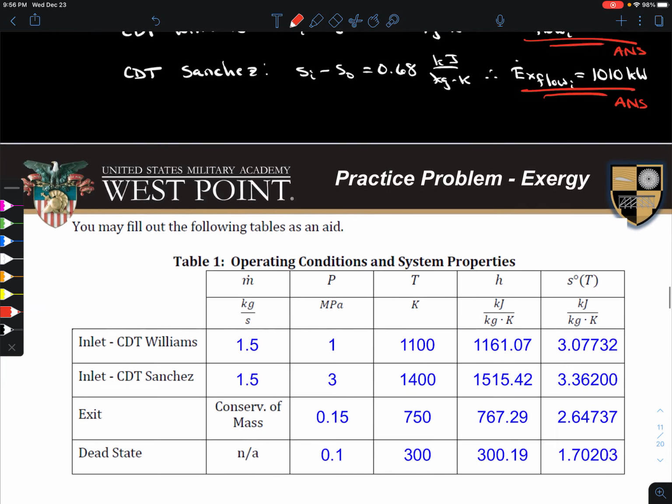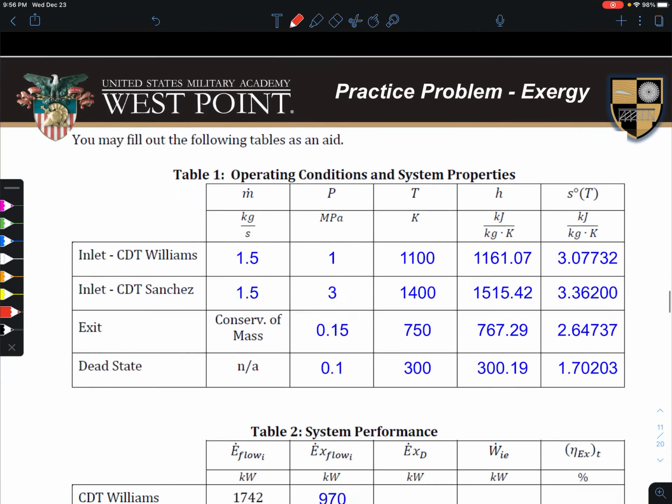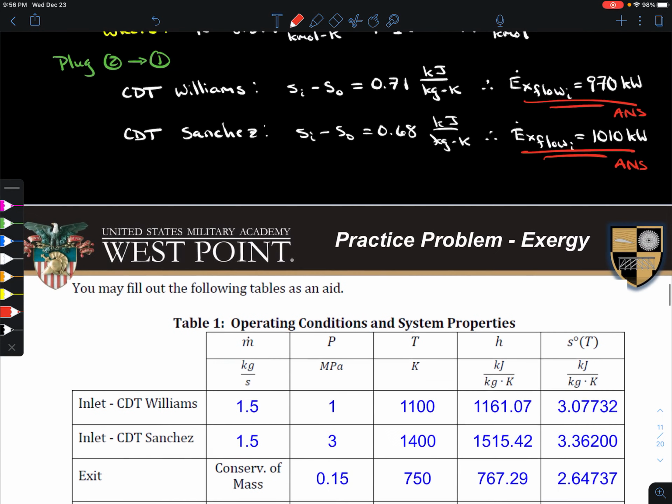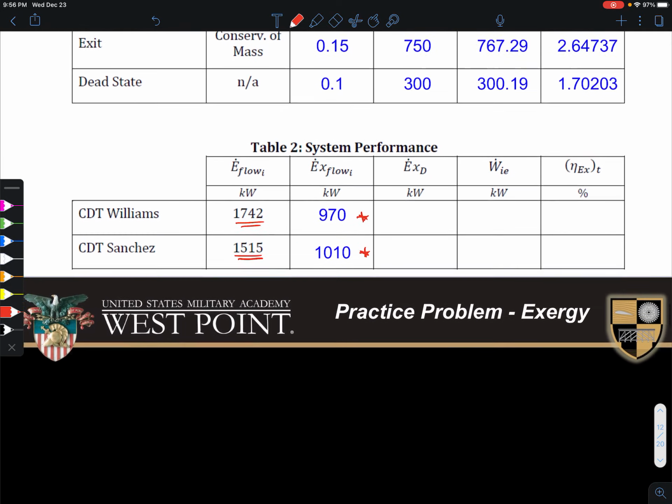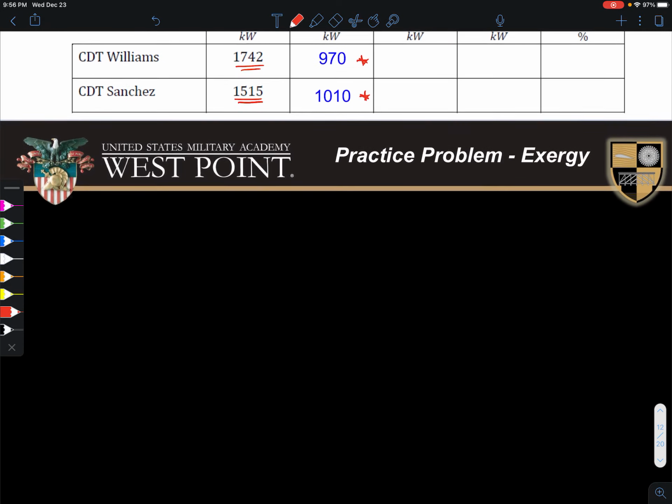Okay, scrolling down. So we then take those numbers, that 970 kilowatts and that 1010, and we plug them in here into table 2 for the system performance. Notice that table 2, if we had given this to you, would have already been populated for the energy flow rate coming into each of the 2 respective designs.